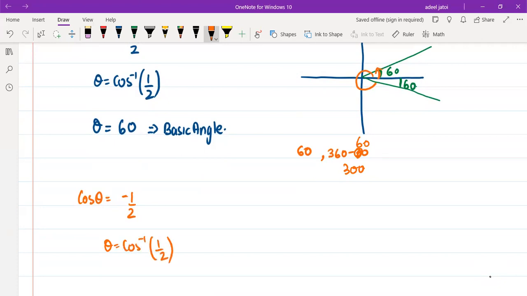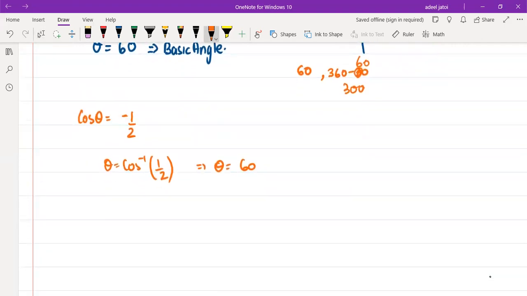Do you agree? Still the basic angle is what? But now you need to understand that you need to have negative quadrants. Cos negative is in the second and in the third. Do you agree? So can I say your basic angle is 60 here and here as well, your basic angle is 60.